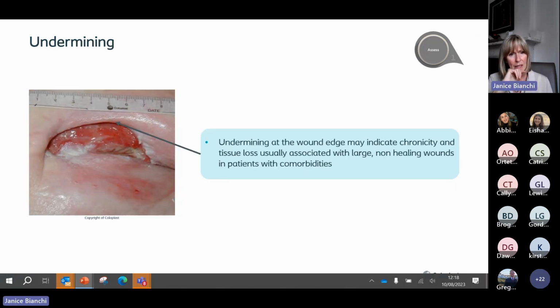And then undermining is another thing that we can see with the edge of a wound. So you can see here that there is a shadow where the arrow is pointing to indicate that that area is undermined. This tends to happen in chronic wounds, often quite large wounds, and the patient very often has other comorbidities. So these are complicated wounds and difficult to heal.